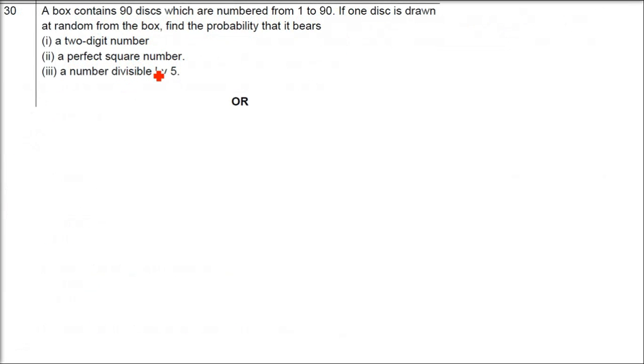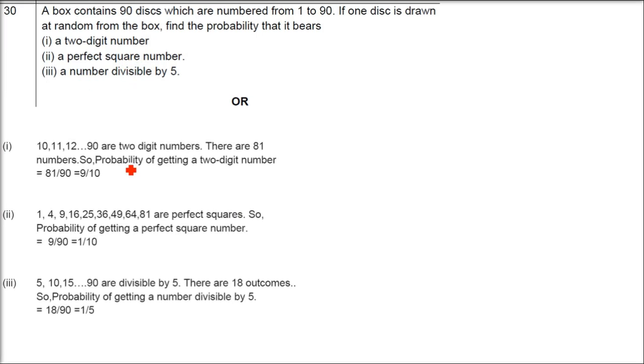A box contains 90 discs which are numbered from 1 to 90. If one disc is drawn at random from the box, find the probability that it bears a two-digit number, a perfect square number, a number divisible by 5. So you have to do it like this. Now let me tell you the concept here.